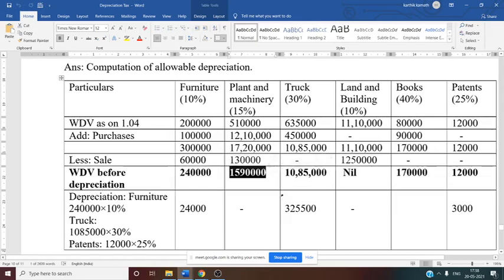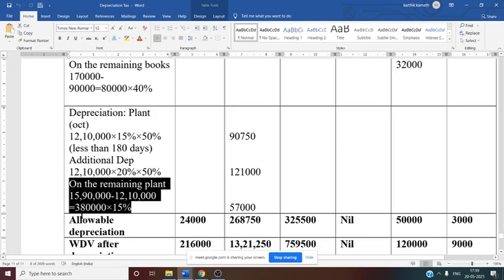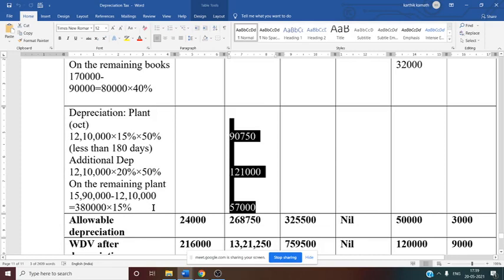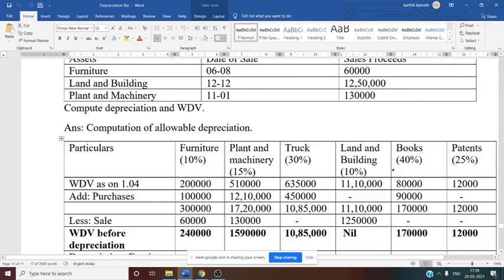So this 15 lakh 90,000 minus purchases. These purchases you need to deduct, 12 lakh 10,000. So now if you deduct this, you will get the answer. Remaining plant is 3 lakh 80,000. So into 15%. Since it is at the beginning of the year, full depreciation, 100% depreciation you need to give. 3 lakh 80,000 into 15% is 57,000. So we have calculated now depreciation for all the 6 categories of items. That is furniture, plant and machinery, truck, land and building anyways nil, book and patent.